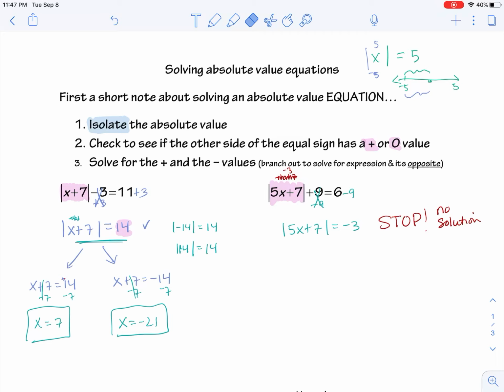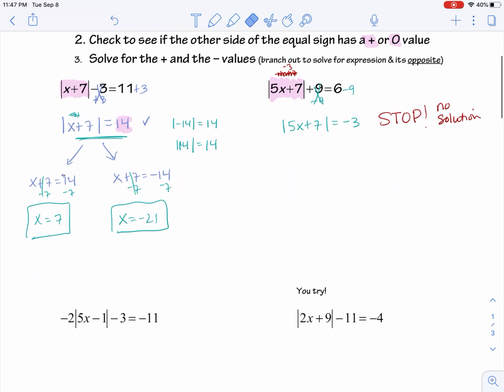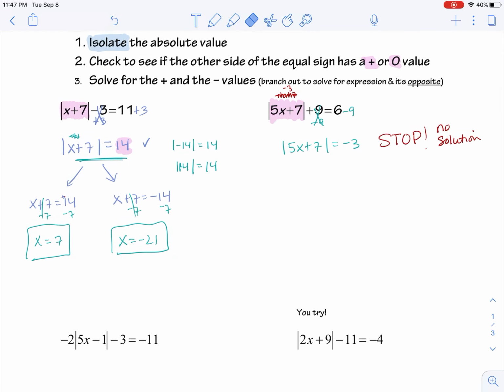Step 1, isolate. Step 2, check to see if the other side is a positive or a 0. And if it is, branch out and solve for the positive value and the negative value. So let's try one more. We're going to, again, isolate the absolute value. So you should do that by getting rid of anything that's addition or subtraction first. This 3 has nothing to do with the absolute value, so let's go and add it.